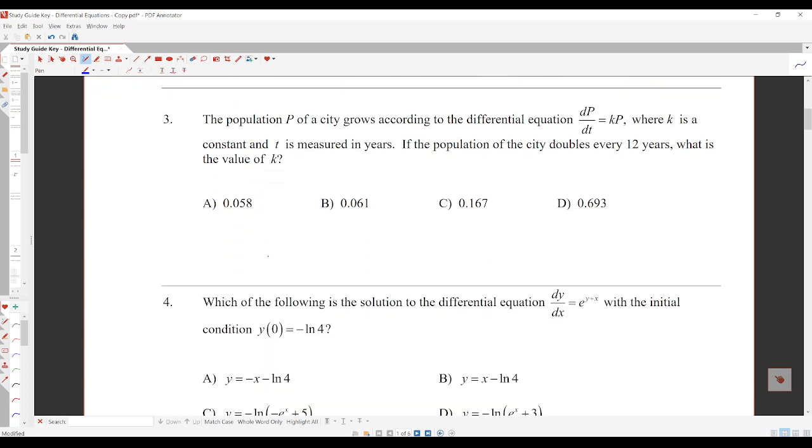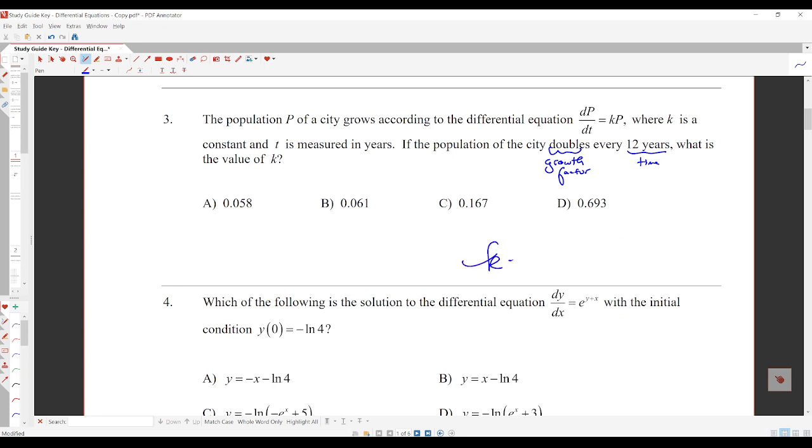Number 3: the population of a city grows according to the differential equation dP/dt equals kP, where k is a constant and t is measured in years. If the population of the city doubles every 12 years, this is that growth factor on the very last page of the notes that we went over. Sorry, it doubles. That's the growth factor right there, and 12 years is the time. What is the value of k?